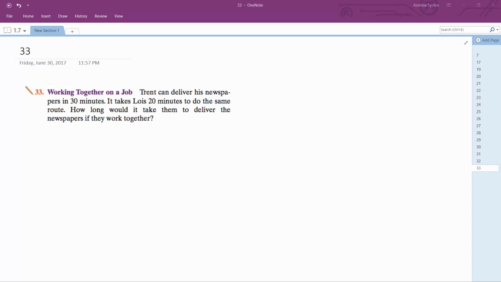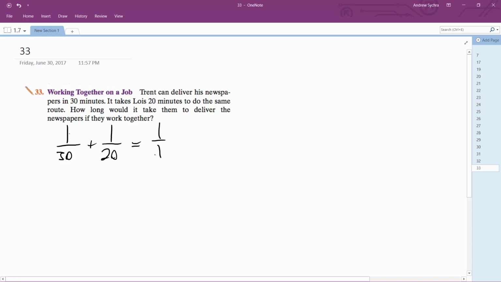So Trent delivers newspapers in 30 minutes, and Lois delivers them in 20. How long would it take to deliver the newspapers if they did them together? So this is just simply an equation of 1 over 30 plus 1 over 20 is equal to 1 over t. So common denominator is going to be 50t.